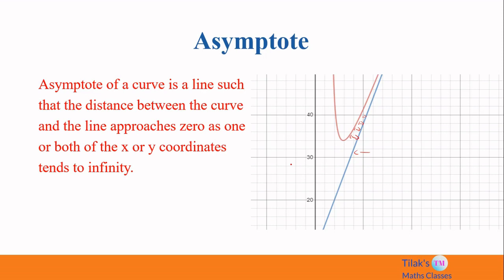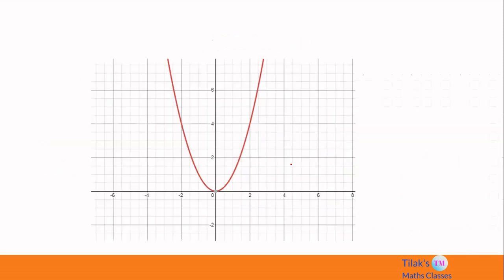We need to understand that not every curve may have an asymptote. For example, if we consider y is equal to x squared, and we have to draw the asymptote for this curve, we may try, but we can see that whatever line we draw, it either intersects the curve, or if we try to draw a tangent, the separation between the curve and the line keeps on increasing.